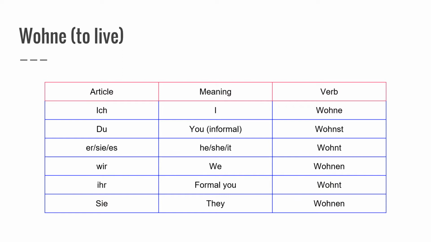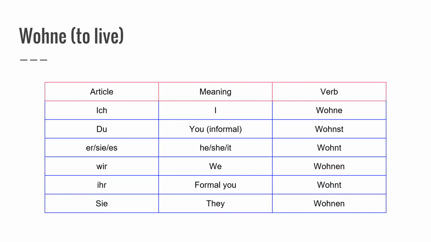Wir, which is we, is wohnen. Ihr is formal you, which you can use with your business partners, your boss, or people you don't know very well. For example, a shopkeeper, or any man, or any woman, or anyone you don't know. The verb is wohnt. Sie is they, which is wohnen.